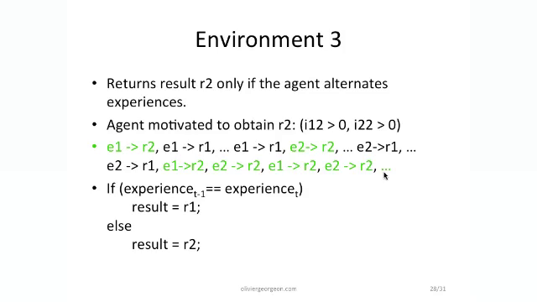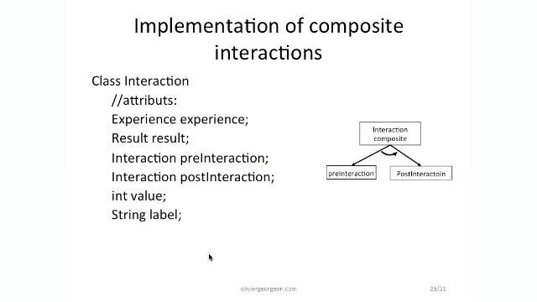So this is the code of the environment. If experience at t minus 1 equals experience at time t, then result equals R1, else result equals R2. And to implement this agent, it will have to choose the experience at time t based on the interaction that was enacted at time t minus 1. So it's only a one-step context. So it will help us move toward this hierarchical learning of interactions.